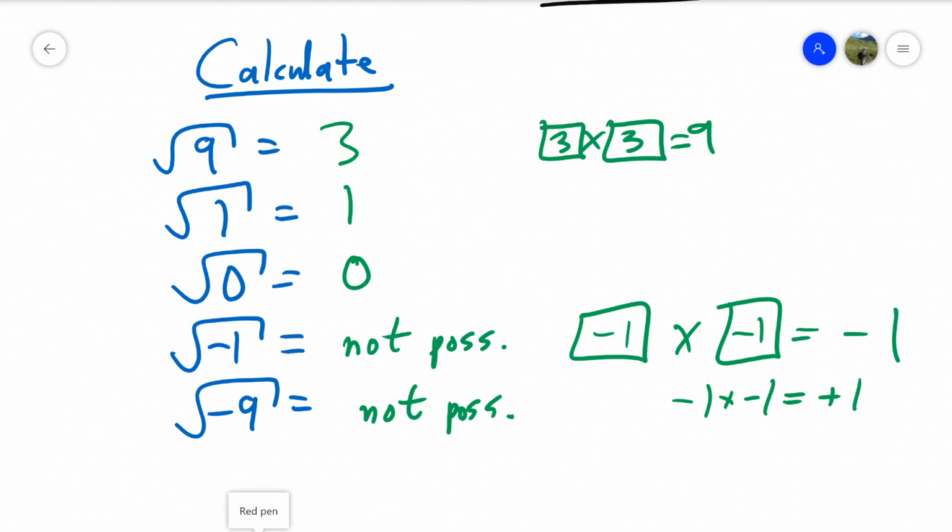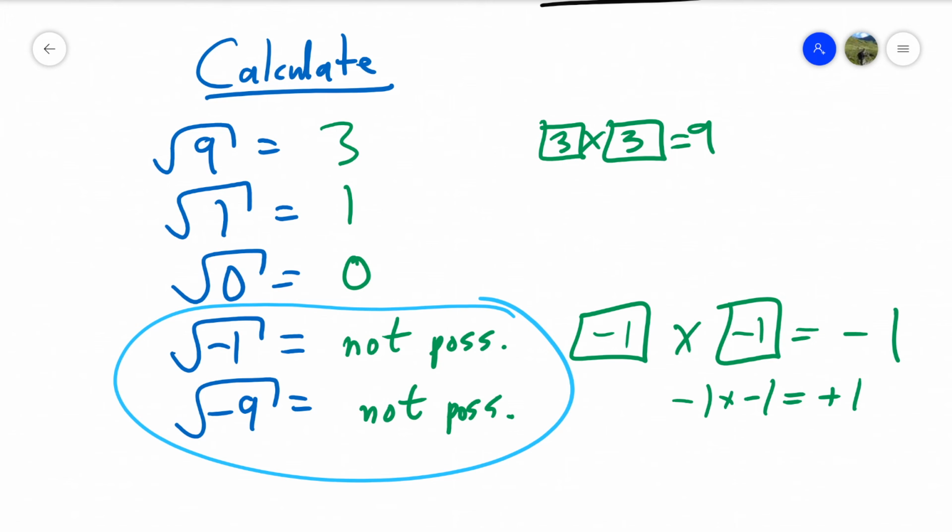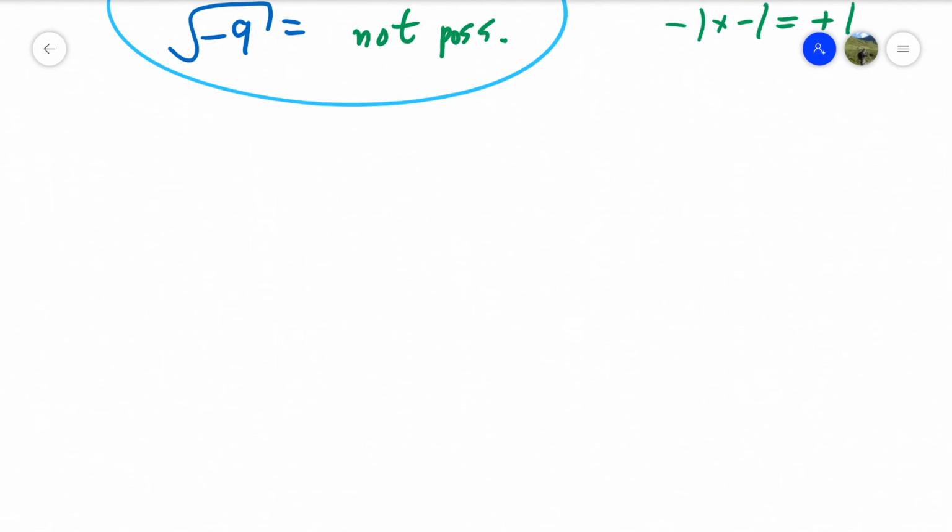By the way, just to briefly mention, there kind of is an answer for these, but we're just not going to worry about that now. That's not really within the syllabus of these lessons.